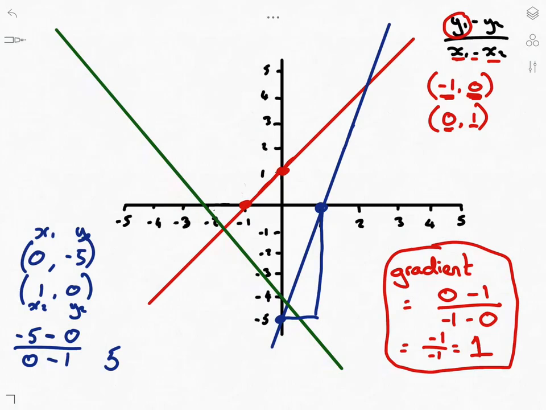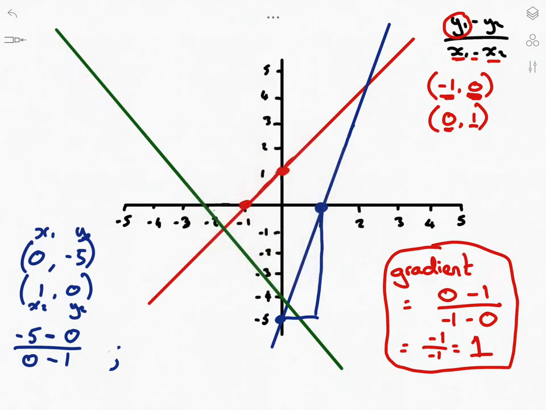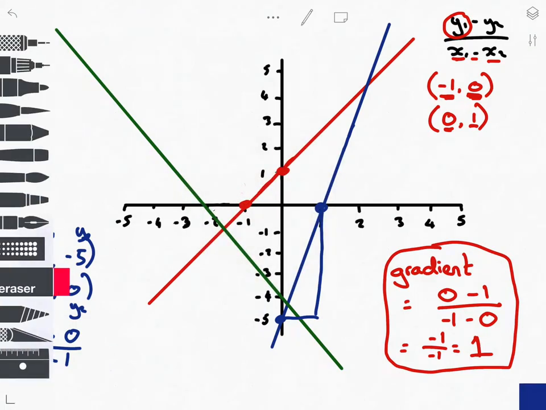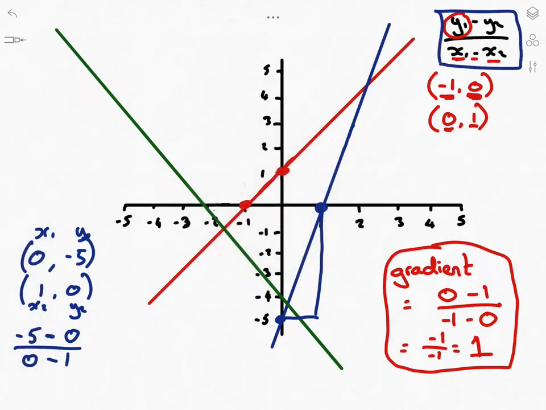So you just have to be careful you get them in the right order, because that's where some mistakes can come in. If you do Y1 take away Y2 and then X2 take away X1, then it's going to be wrong. Just make sure to follow this. Make sure you get it in the right order. So minus 5 take away 0 is minus 5. 0 take away 1 is minus 1. So yeah, we get 5.